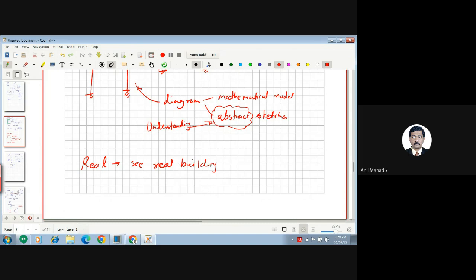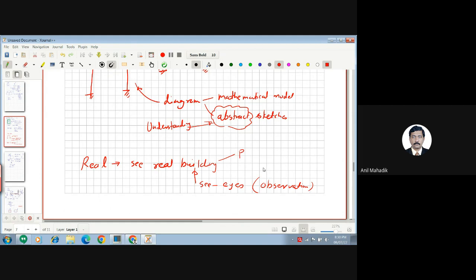This is a real building, or we can say physical. How can you see that? Through your eyes. And seeing through your eyes is called observation.